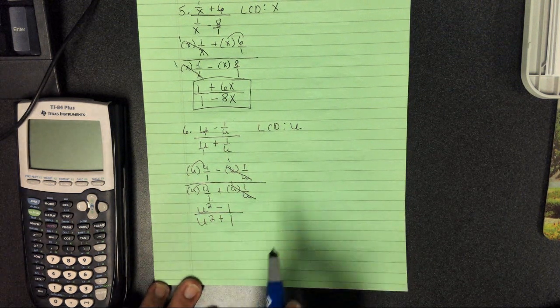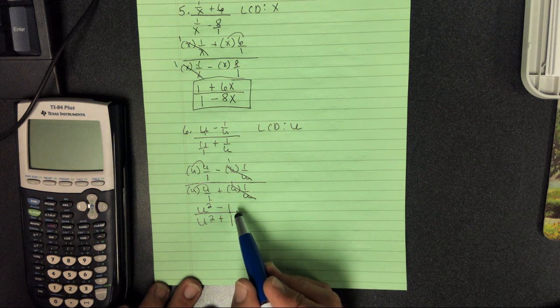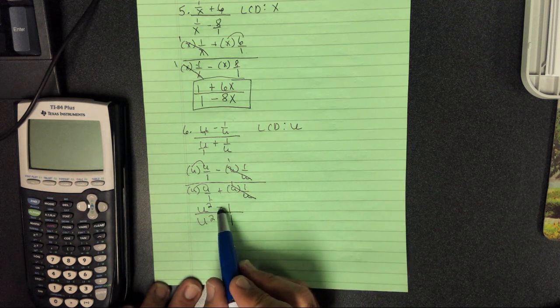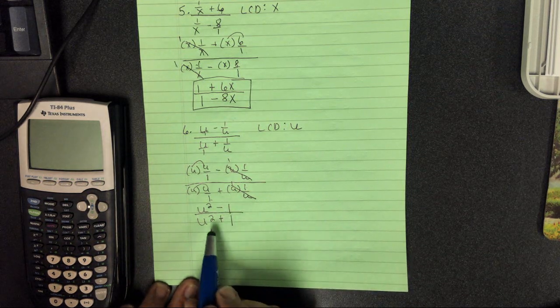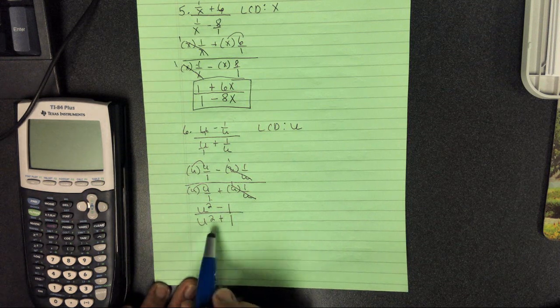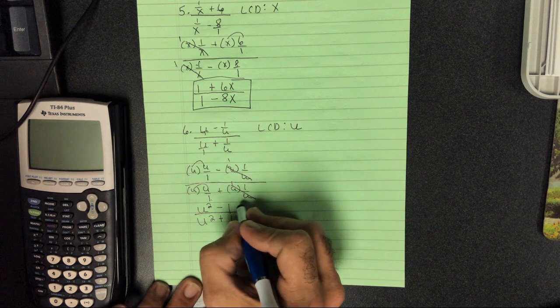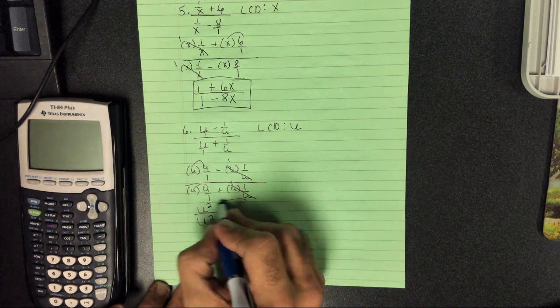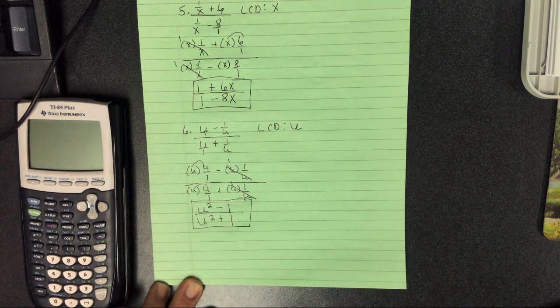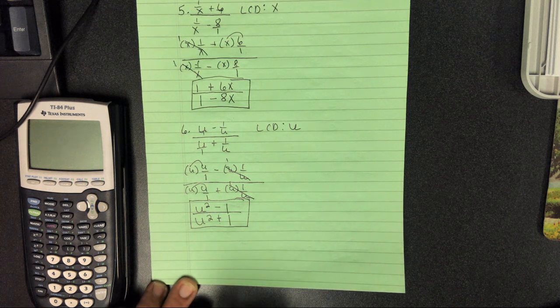Now, I would try to factor this and simplify because the top is perfect squares. But if you look at the bottom, u squared plus 1, we cannot factor that because it's prime, which means this would be our final answer. So the trick on these is to see what you got.